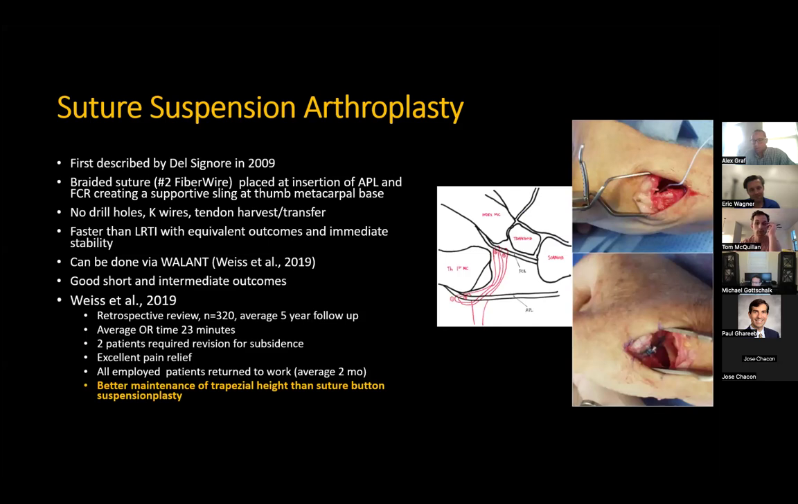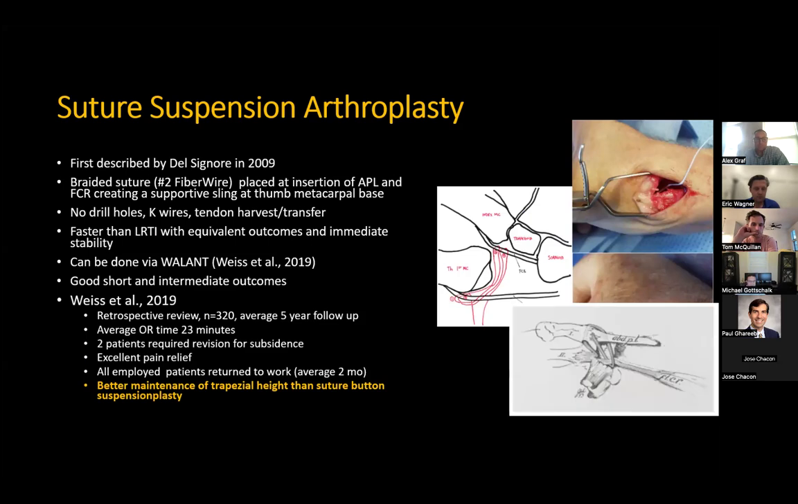It's about $700 to $800 at my hospital. And this technique, which was pioneered by Del Signore in 2009, just using a number 2 fiber wire, takes 20 minutes and $20 and has the same outcome, where basically you're just doing 2 figure of 8s, creating a lasso between APL and FCR, which kind of prevents subsidence. And they compared these, and it's faster than LRTI with equivalent outcomes and immediate stability.